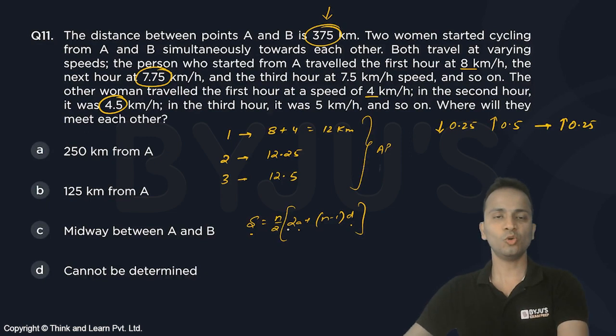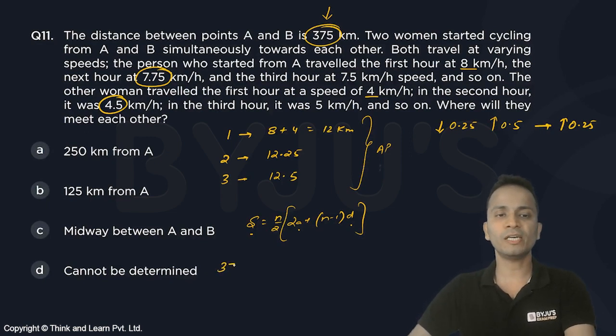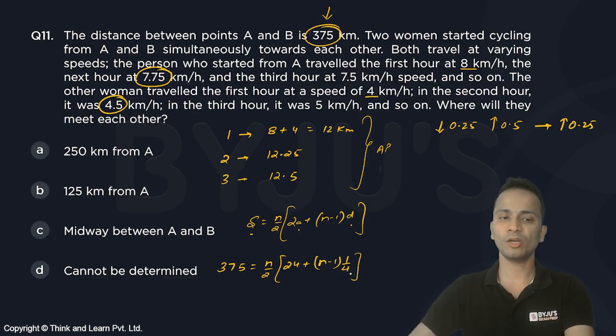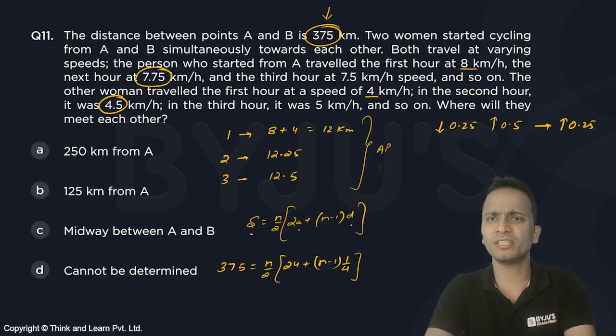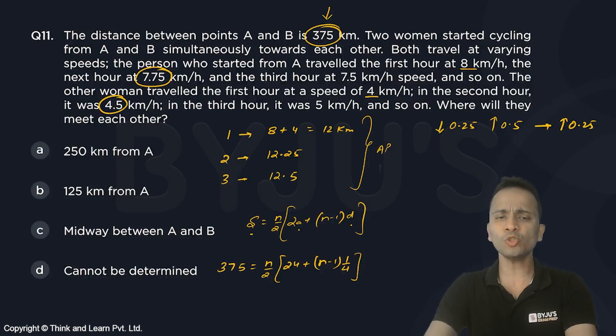So let's substitute these values. 375 is equal to n by 2 bracket twice of a, so 2 into 12, that is 24, plus n minus 1 multiplied by d. The value of d here is 0.25, so I write it as 1 upon 4. Now you must simplify this equation. It's all simplification that you can do by yourself, just be careful. Upon simplification, you will get a quadratic equation in n.